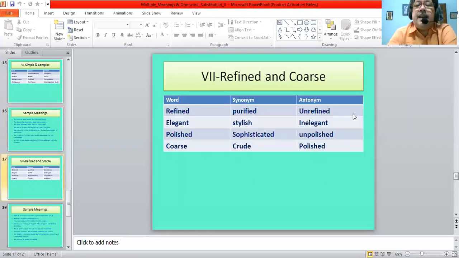with refined and coarse. The word refined has the synonym purified and the antonym is unrefined. Elegant has the synonym stylish and the antonym is inelegant. Polished has the synonym sophisticated and the antonym is unpolished. Coarse again has the synonym crude and the antonym is polished. Let us now look at certain sample sentences to better understand the meanings.